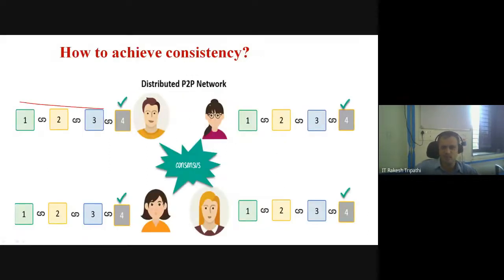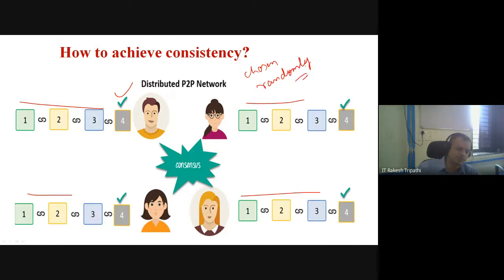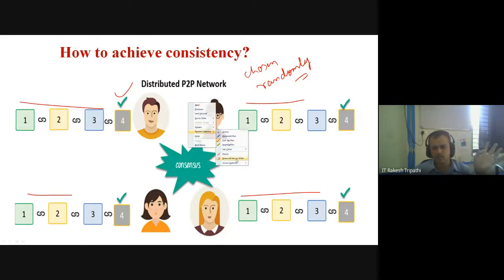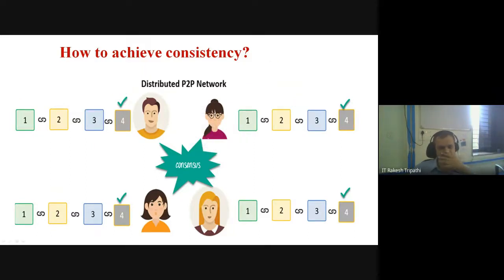So this is the set of nodes everybody is having. Now who will be adding the fourth block? It is chosen randomly, or probabilistically. We will discuss one such, proof of work, proof of stake; there are many. Since this is not a blockchain course, I will just be giving a brief idea.